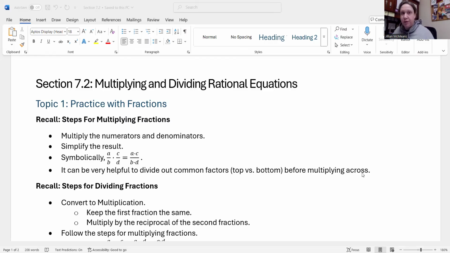Before we get into multiplying and dividing rational expressions, I want to remind us how to multiply and divide just plain old fractions, because the same steps are going to apply when we start talking about rational expressions. So let's remember how fractions work.